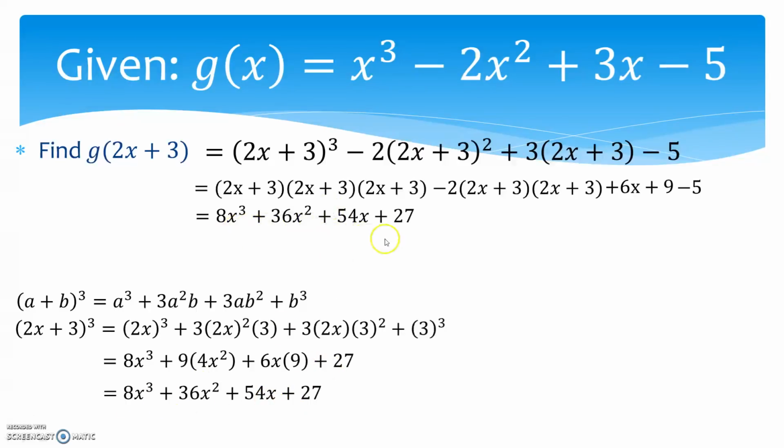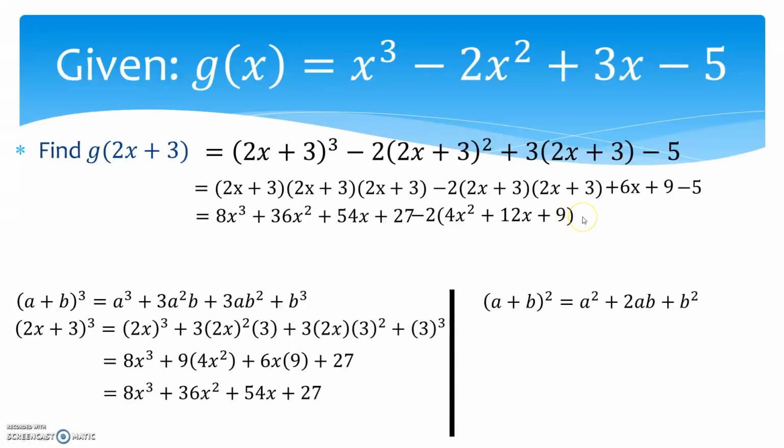Ito mismo yun. And then, ito naman, minus 2 times, pag pa final method natin, we have 4x squared plus 12x plus 9. Ano yung technique dyan? If we are squaring a binomial, ito yung forma. I-square the first term, i-multiply yung dalawang terms, and then, times 2 ka pa. So, AB times 2 plus, yung last term, b squared.